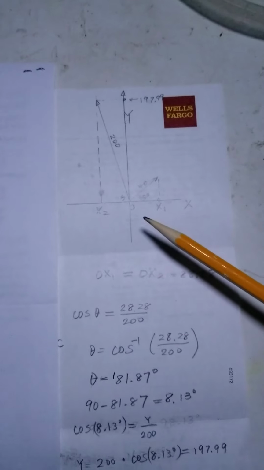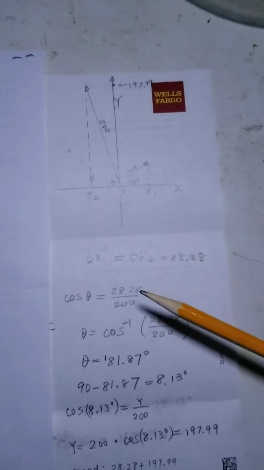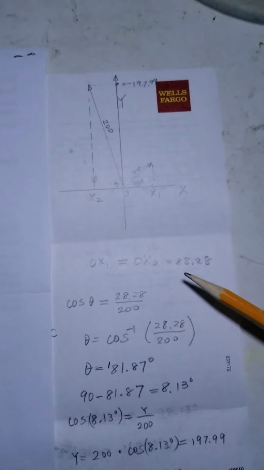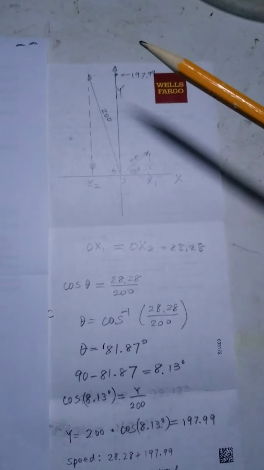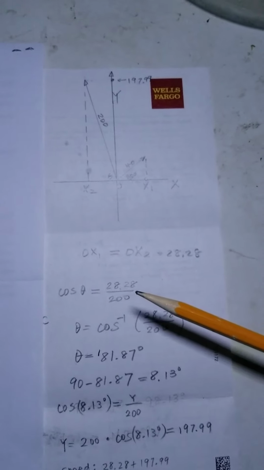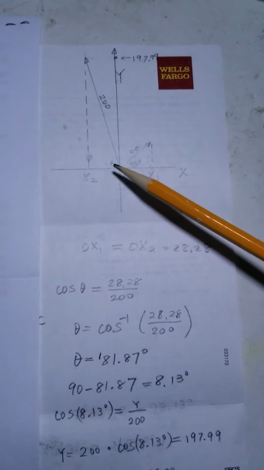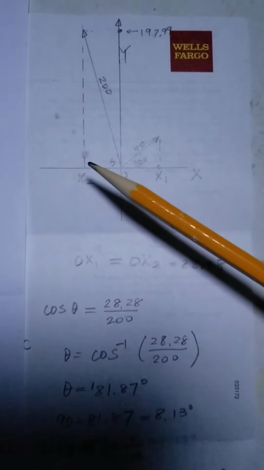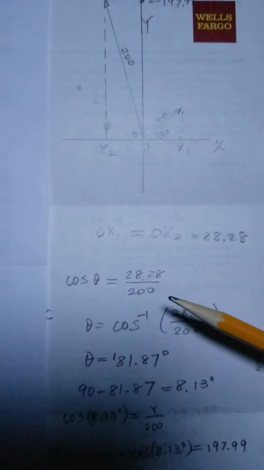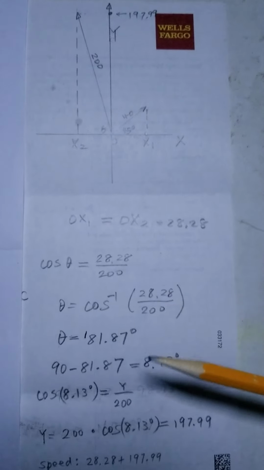We know this OX1, OX2 has to equal both equal 28.28, so that this will go straight. Okay, so cosine theta, this is our theta, is 200 over 28.28. And you figure it out is about 81.87 degrees. Okay, just use that.